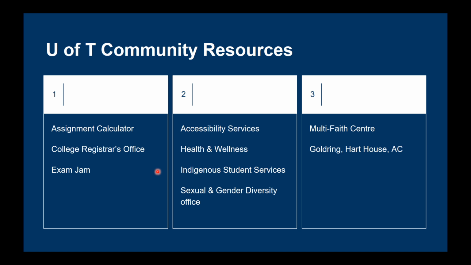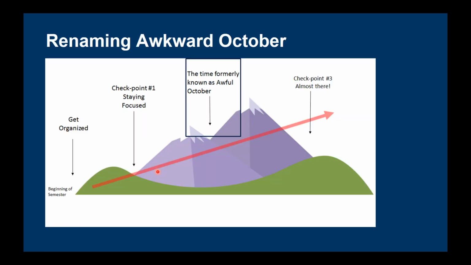And so we only have like a minute left, and so what we want to do is find out if it's possible to rename Awkward October. Given that there's a lot of resources available to you, that you can go in and speak to your college registrar, that you can come and talk to one of us in the Commons, visit a learning strategist, those sorts of things, we're really hoping that we can kind of turn around this difficult time of year and encourage you to think a little bit differently about this time and know that there's resources and services available for you.